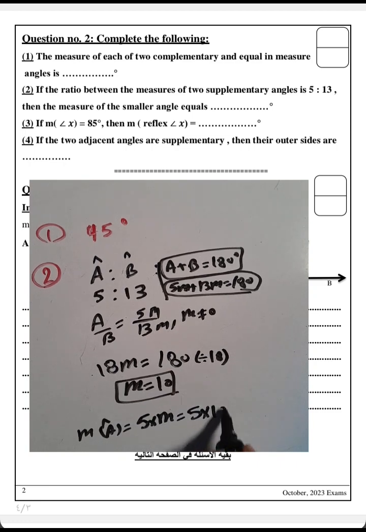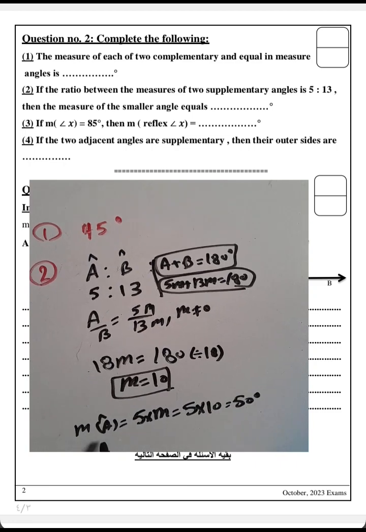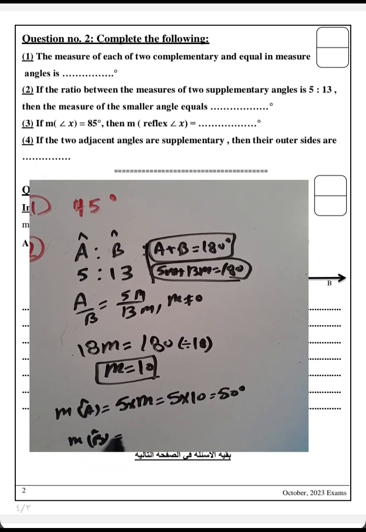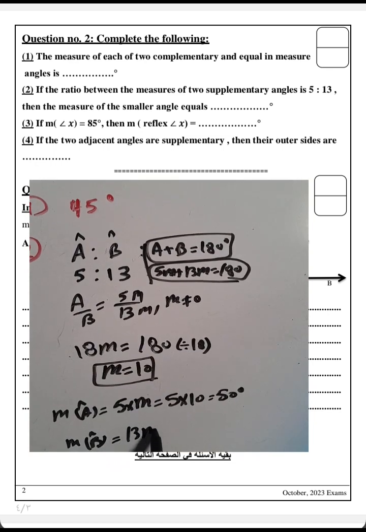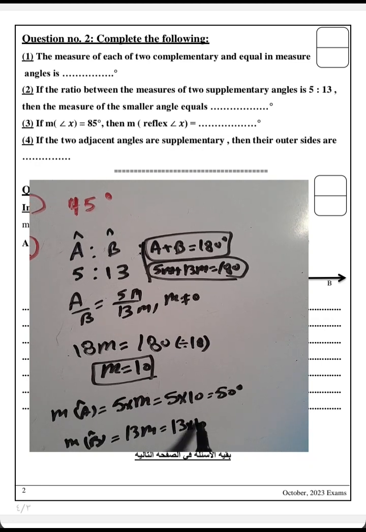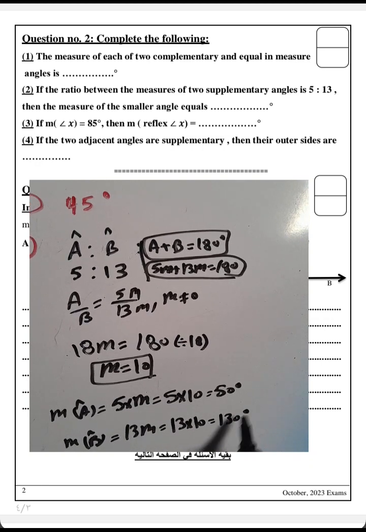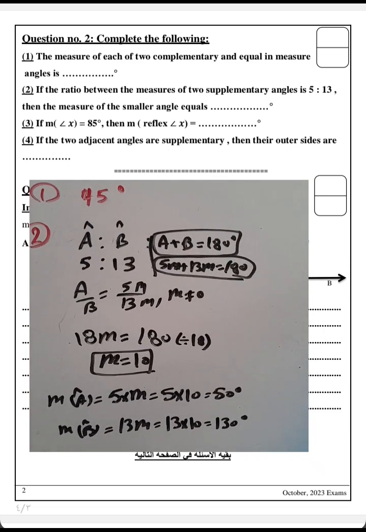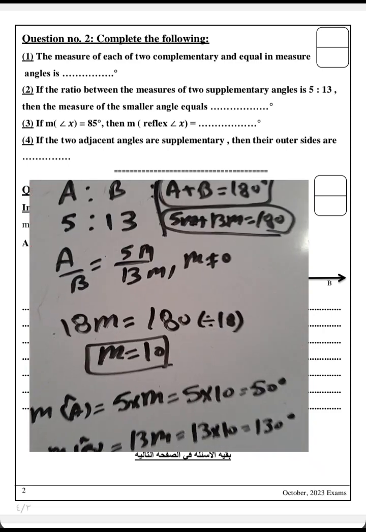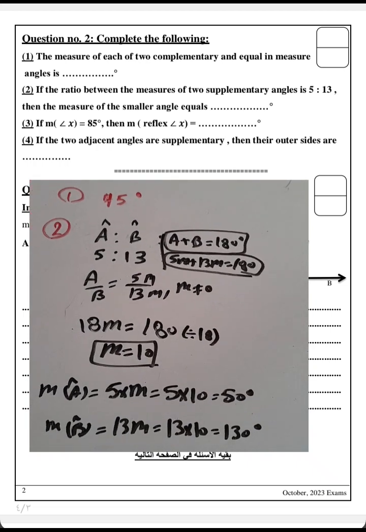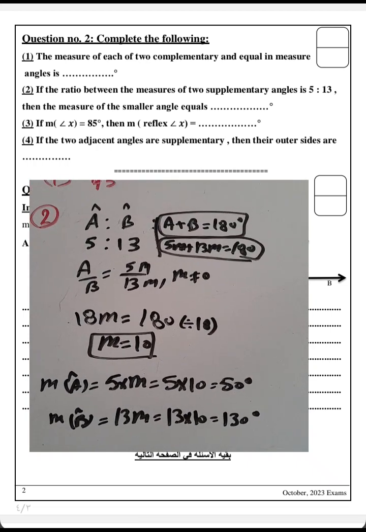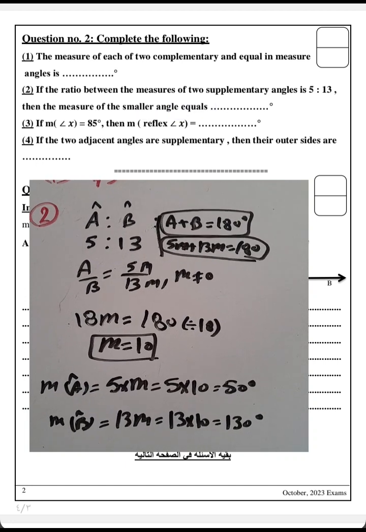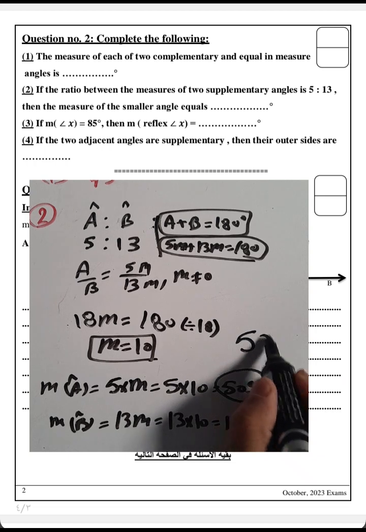5 times 10, it will be 50 degrees. Okay, and the measure of angle B was 13m, meaning 13 times the value of m equal 10, it will be 130 degrees. Okay, we have the measure of angle A and the measure of angle B. Understood? He wants to find here what? The smaller angle equals 50 degrees. Then the result here will be 50 degrees.